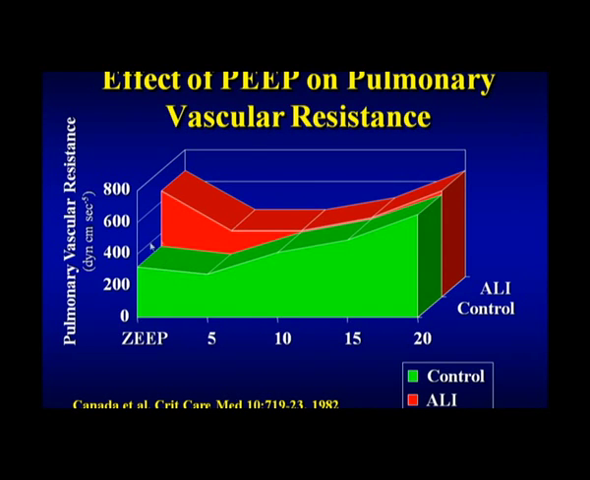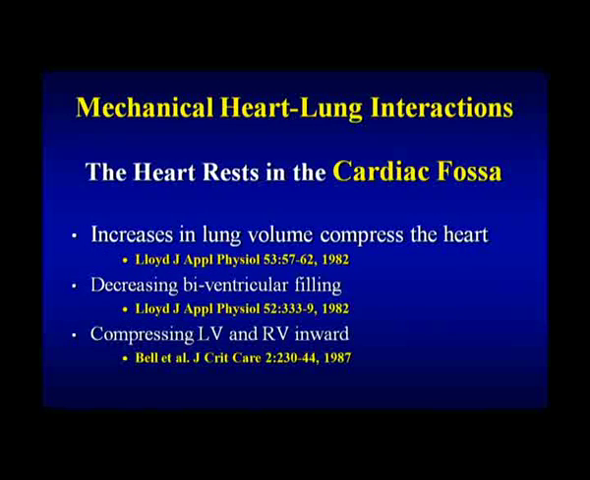The normal lung had no problems, and as you added more lung volume, its resistance rose. But look, there's nothing special about acute lung injury. Once both lungs have been opened, more PEEP increases pulmonary vascular resistance on all lungs. Finally, as the lung volume gets bigger, the chest wall can expand, the diaphragm can descend, but the heart is trapped in the cardiac fossa and gets smaller.